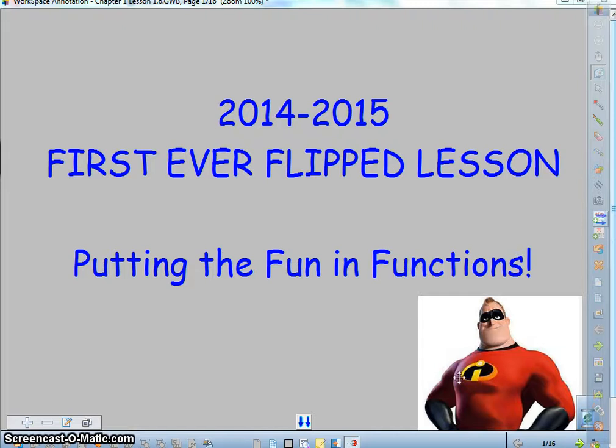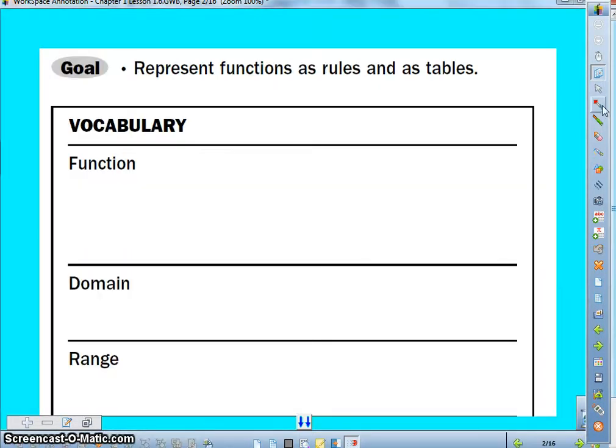Today we are going to be putting the fun back in functions. Alright, so let's just jump right in. First thing, we need some vocabulary just so that we're speaking the same language here. A function, that's what we're talking about all today.